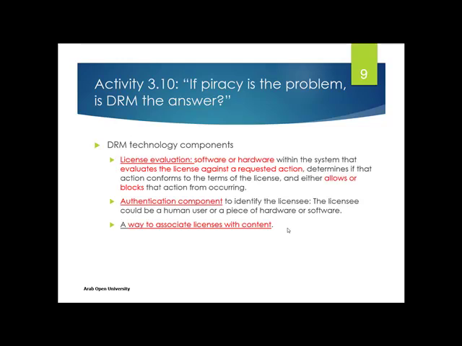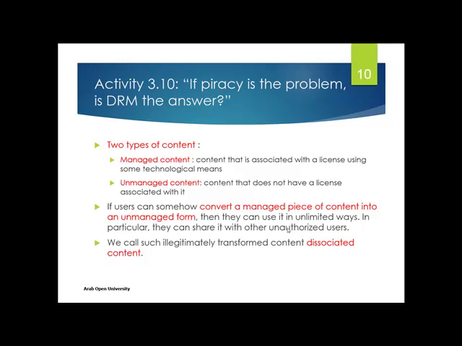The components of DRM are three. First, the license evaluation, which can be software or hardware within the system to evaluate the license against a requested action to say whether it is allowed or blocked. The authentication component identifies the licensee, which can be a human or a piece of software or hardware. And of course, a way to associate licenses, to bind the license with the content.